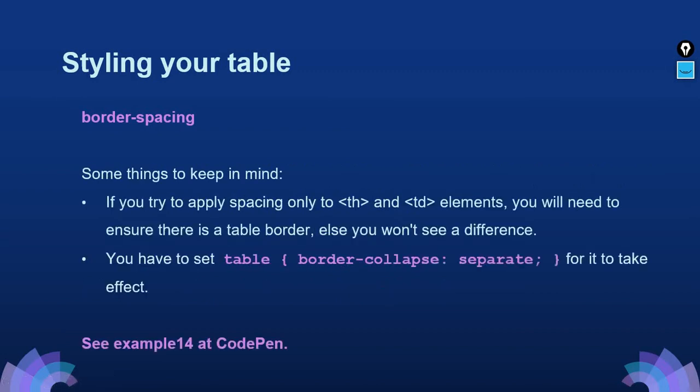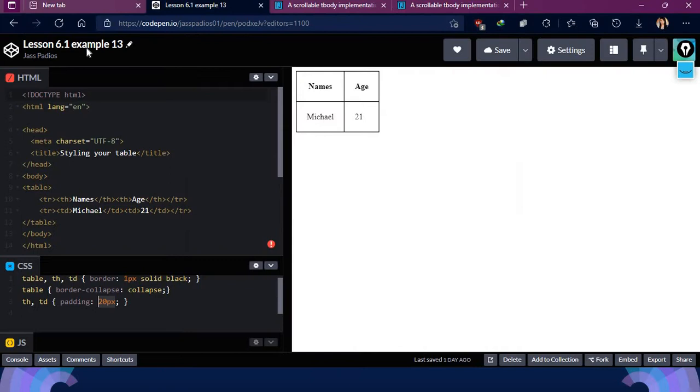Some things to keep in mind: if you try to apply spacing only to TH and TD elements, you will need to ensure there is a table border, else you won't see a difference. And then you have to set the border-collapse property and give it a value of separate for it to take effect. So let's see an example. Example 14.